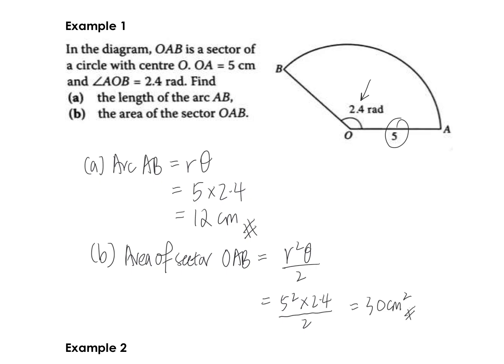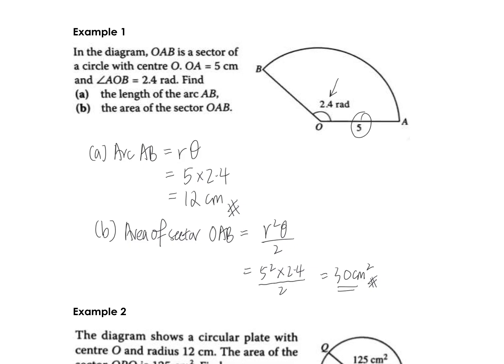So the area of the sector is like, if it's angle, it is theta over 360 times pi r square. Yes. Okay?